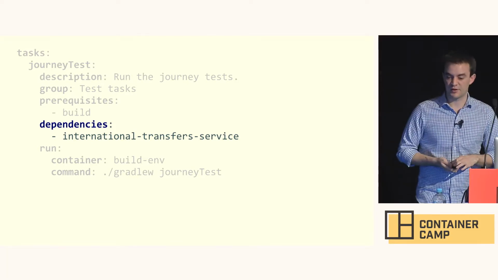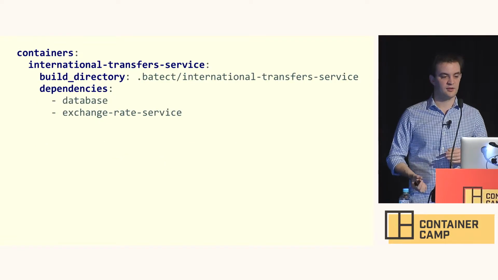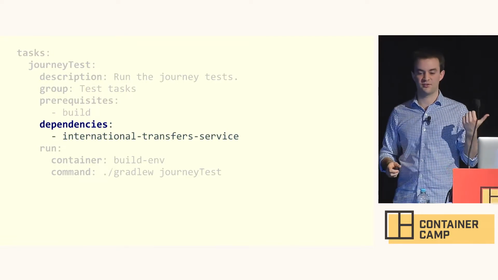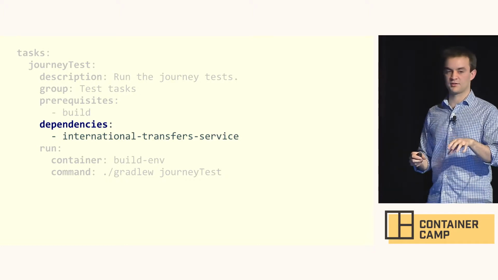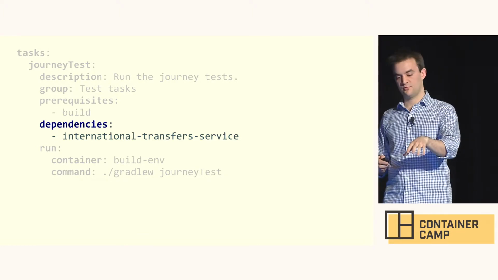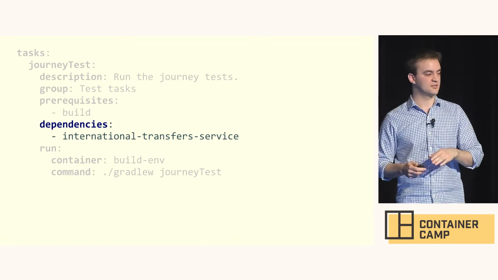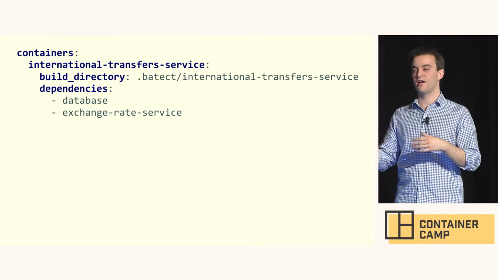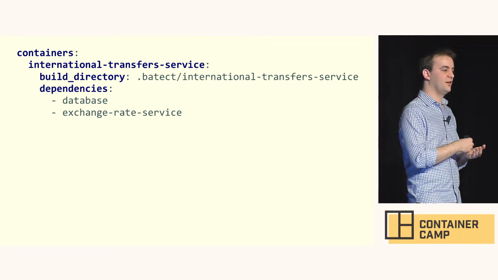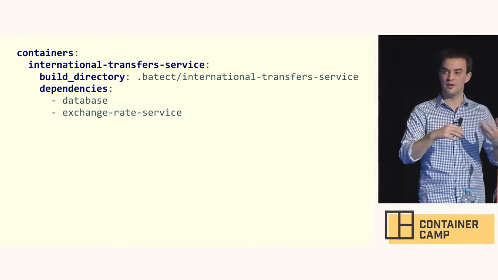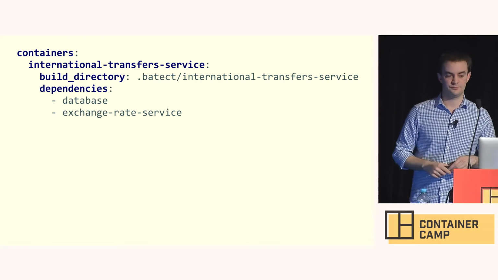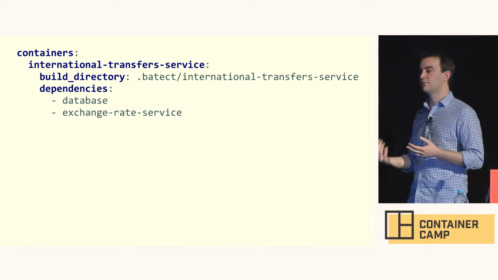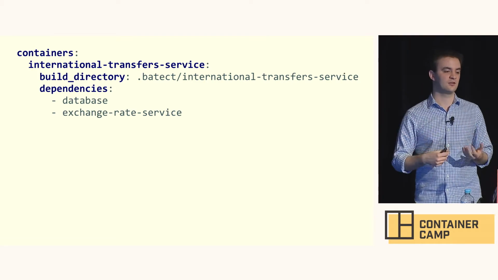And so the application is defined a little bit like this. You'll notice that on the previous task, we didn't have to define the fact that we also need a database and an exchange rate service. By defining the dependency on the application itself, the application container can then say, I depend on the database and the exchange rate service. And batect will understand that graph of dependencies and start things in the right order and do that as quickly as it can.